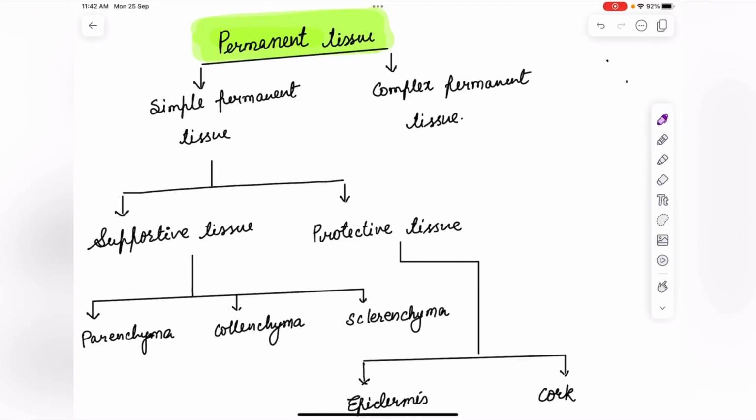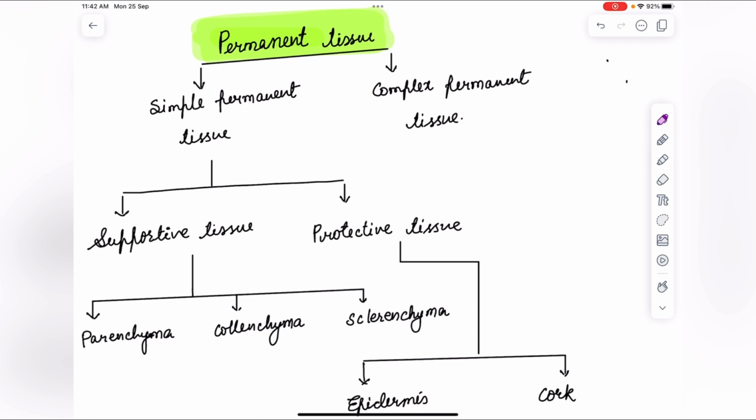I'll continue with plant tissue. In the previous video, I explained about meristematic tissue. Today, I will continue with the permanent tissue. What is permanent tissue? Permanent tissue is formed by the division and differentiation of meristematic tissue.